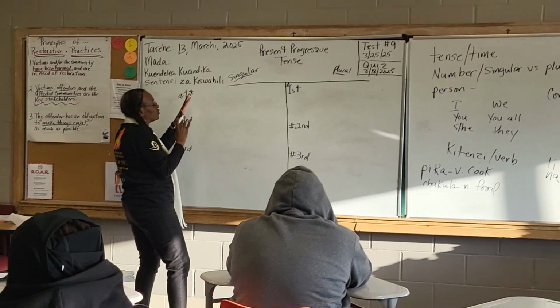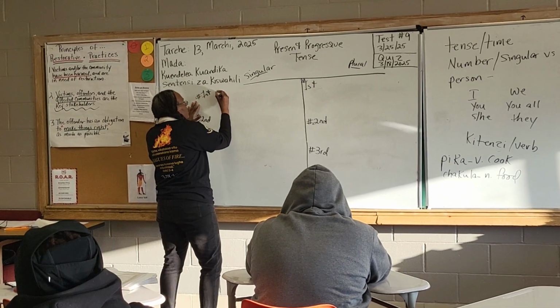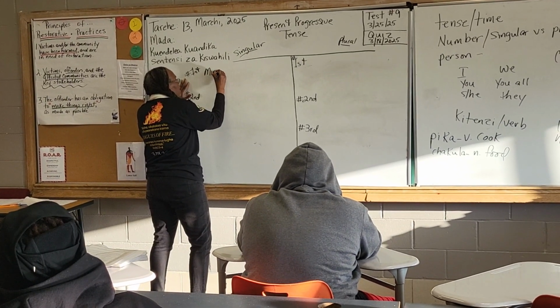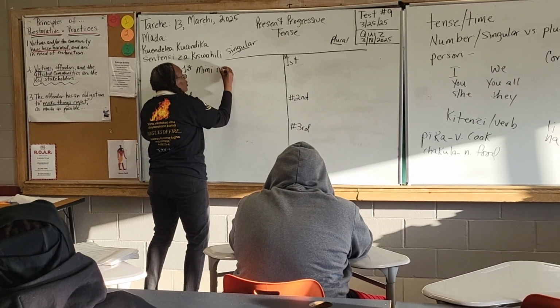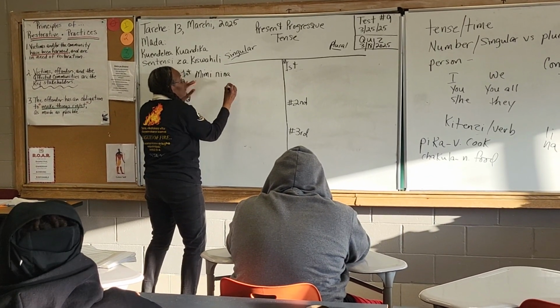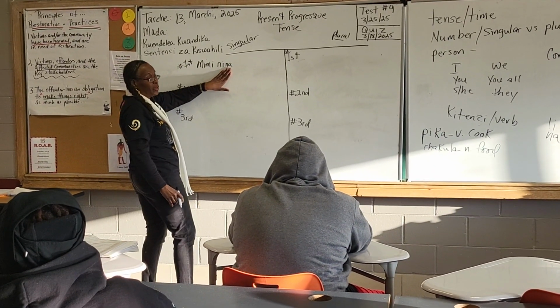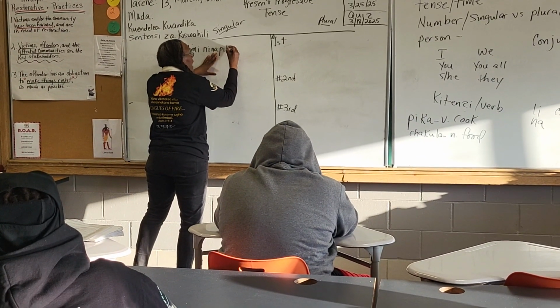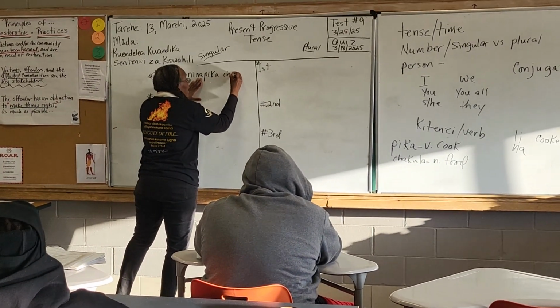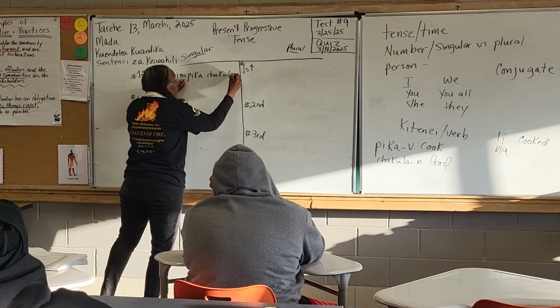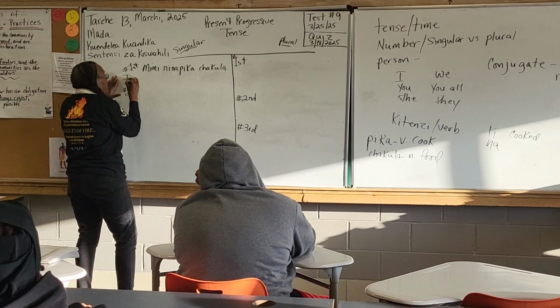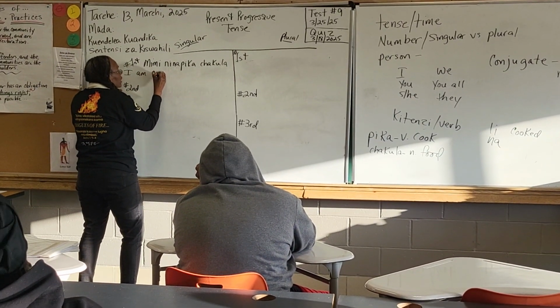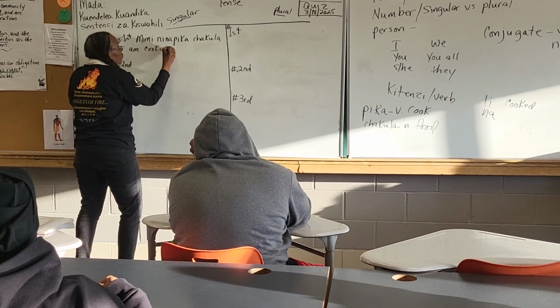Let's do the Swahili first. So it's mimi, ninapika. Very good. So that li is gone and it's been replaced with a na. Mimi, nina, what? Mimi ninapika chakula. And that means what in Swahili? I am cooking. I am cooking food.